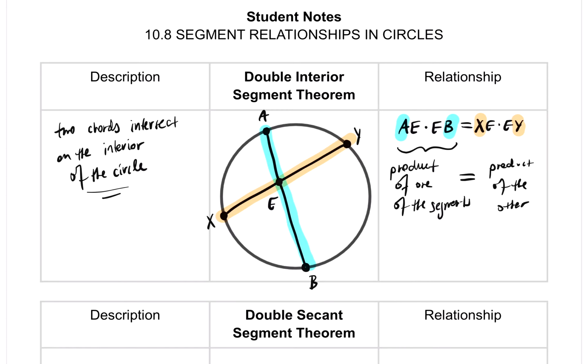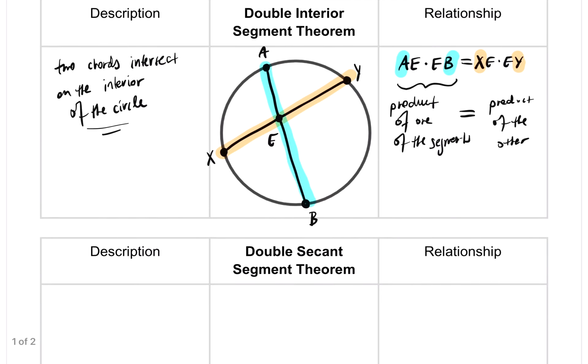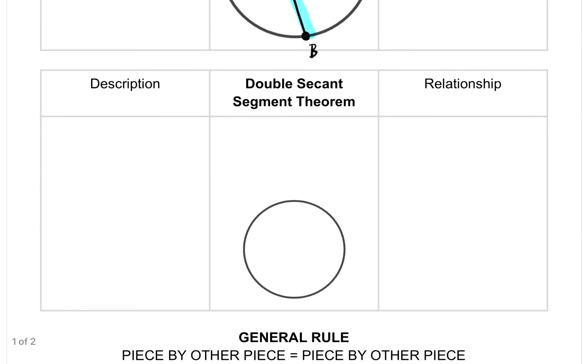Okay? This looks very similar to the geometric mean idea we talked about in triangles. Okay? So think about that. This is our formula we're going to use for that stuff. Okay? The next one we have is the double secant segment theorem. The double secant segment theorem. Okay? So this is what it looks like.